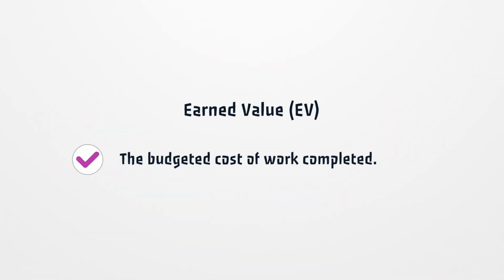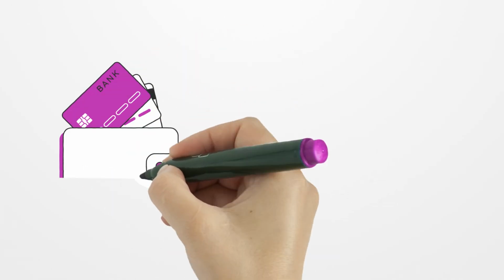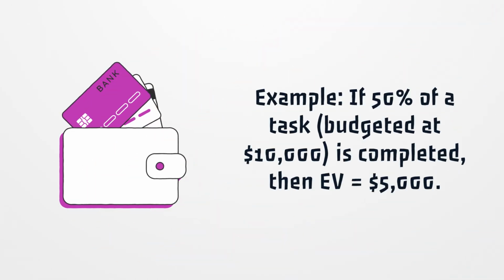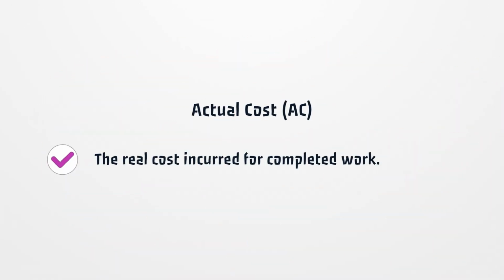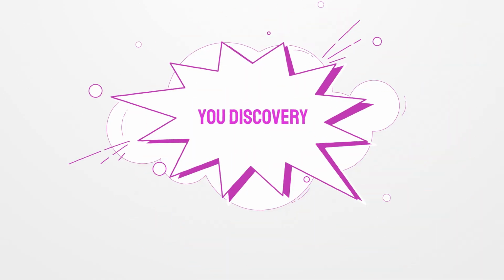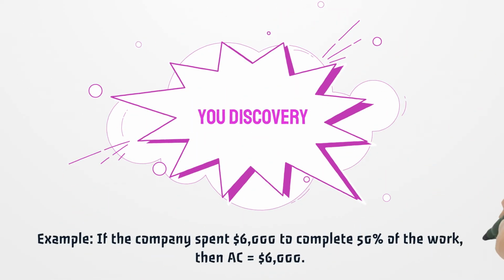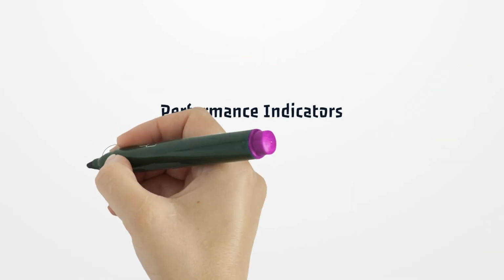Earned value, EV. The budgeted cost of work completed. Example, if 50% of a task, budgeted at $10,000, is completed, then EV equals $5,000. Actual cost, AC. The real cost incurred for completed work. Example, if the company spent $6,000 to complete 50% of the work, then AC equals $6,000.